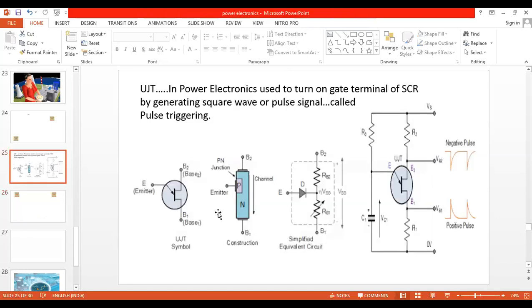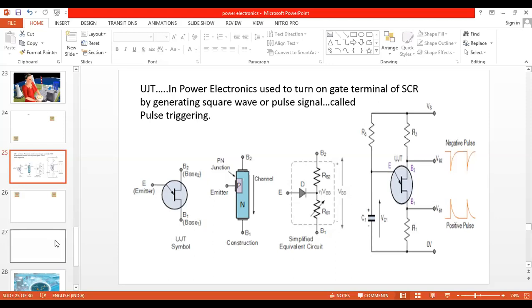So this is the symbol of the UJT. Why do we have the resistance here? Because the resistance of the B1 is less when compared with the resistance of the B2 region. Therefore, the charge carriers move from emitter to which region? B1 region, B1. So that's why the arrow mark is shown towards the B1 region in the symbol of the UJT. So now, this is the basic structure. We study how UJT generates the square waveform or the pulse signal. So let us have a look at this one.